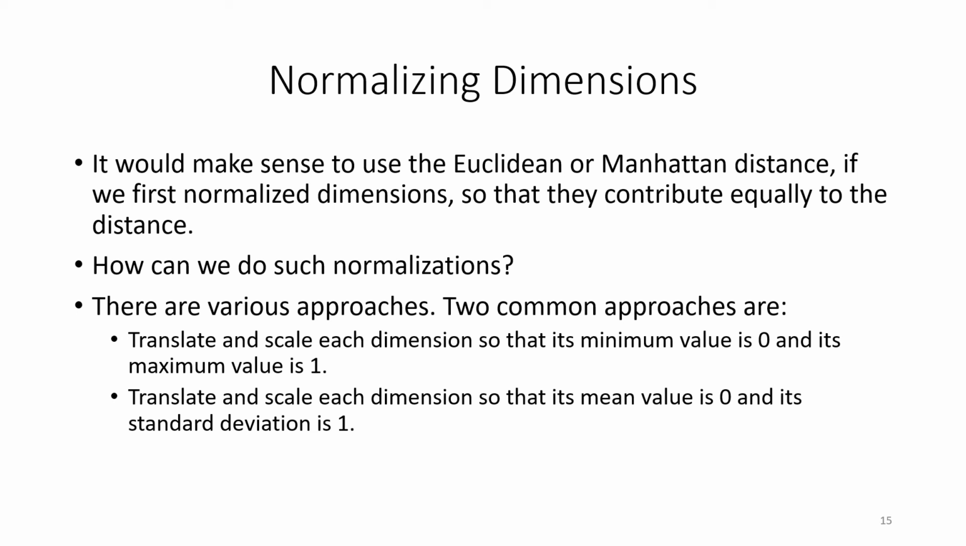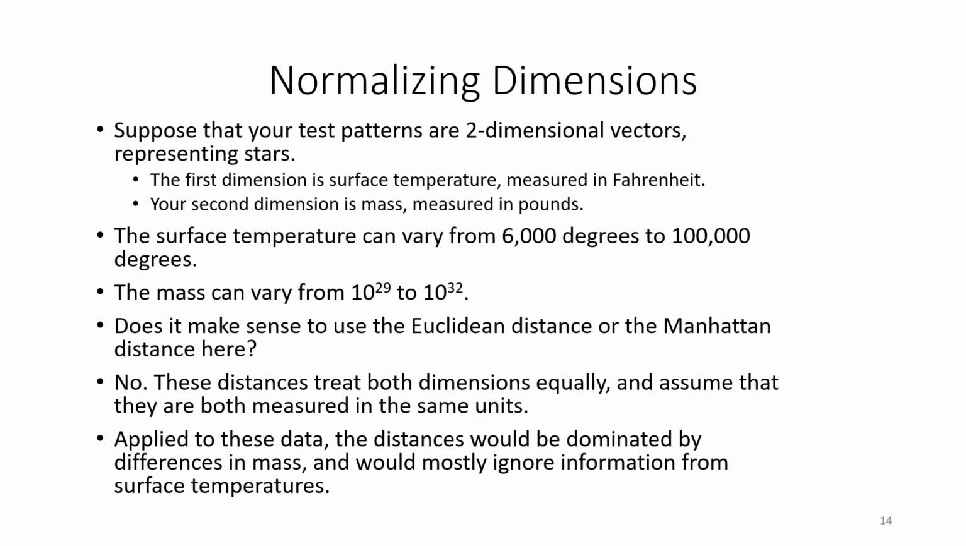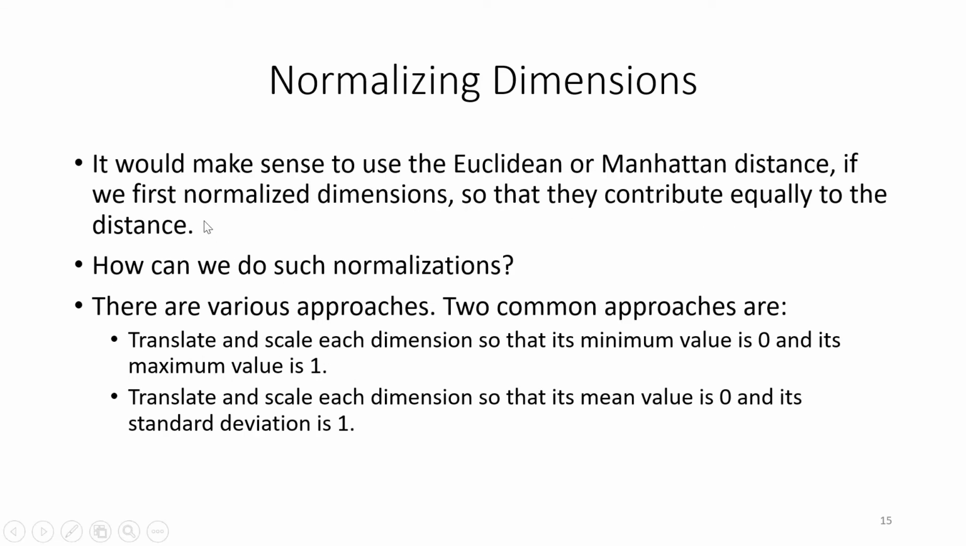And if you think that mass is really more important than the surface temperature, then you can use a distance function that gives more importance to a few dimensions, like Mahalanobis distance or other distance functions. So it would make sense to use the Euclidean distance or Manhattan distance if we first normalize dimensions so that they contribute equally to the distance. So how can we do such normalizations? We have two common approaches over here: translate and scale each dimension so that its minimum value is 0 and its maximum value is 1.